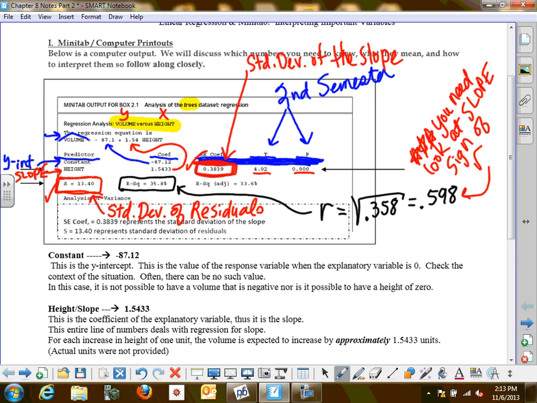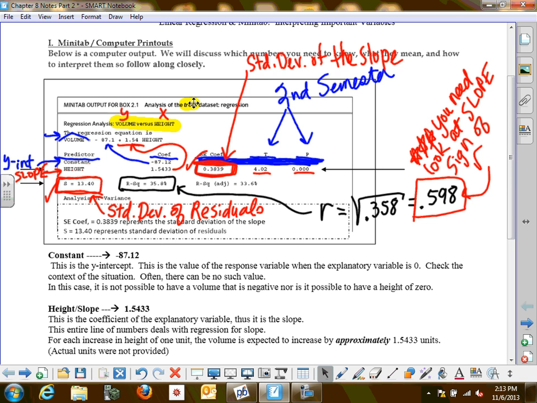Well, this slope is positive. Therefore, it's a positive correlation. And yes, my r value then is positive 0.598. If you had a graph, you could tell from that, true. But we don't have a graph in our Minitab computer printout, so we reference the slope.